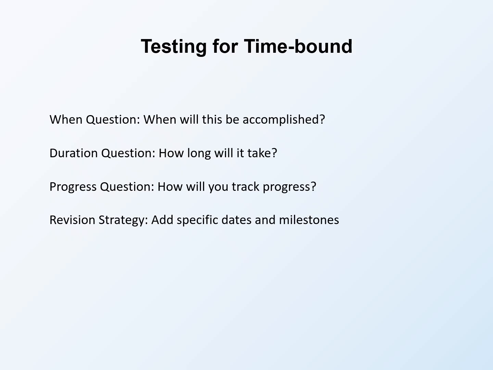The progress question asks how you will track progress. If the objective takes 2 years, how will you know if you are on track at 1 year? Progress indicators matter. The revision strategy adds specific dates and milestones. If your objective lacks time specification, add it. Replace vague time frames with specific dates or periods.